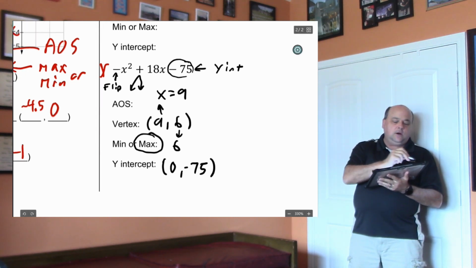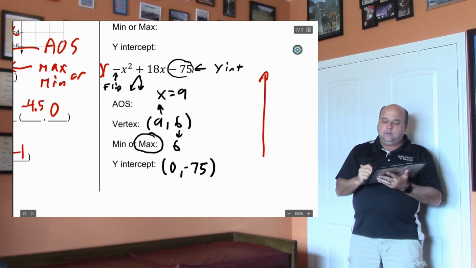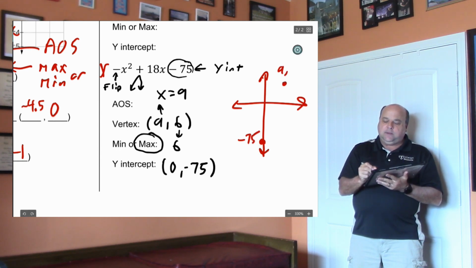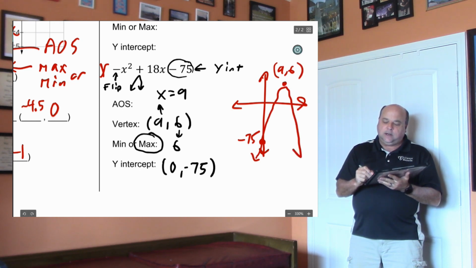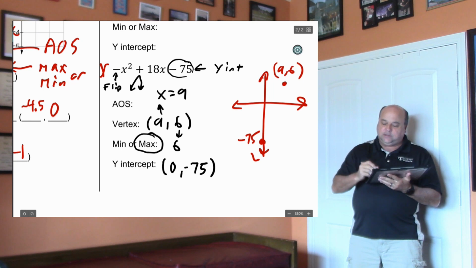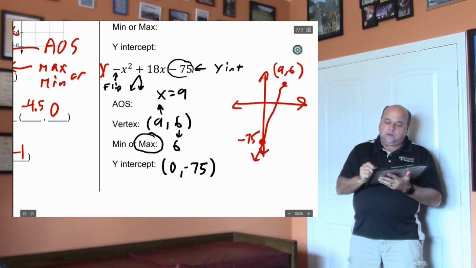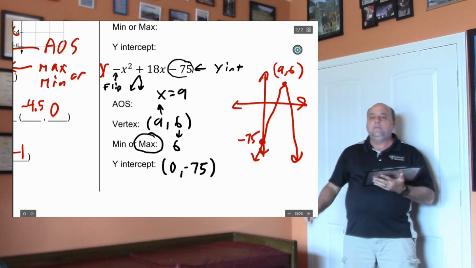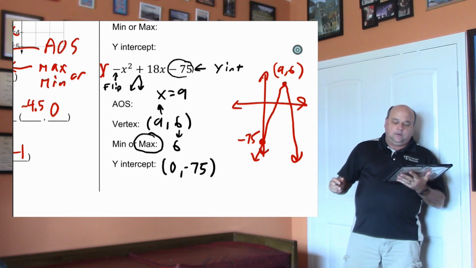So let's go over here. Let's graph the parabola. The y-intercept was way down here at negative 75. My vertex was at 9, comma 6. And the parabola looks something like this, doesn't it? Let me go through the vertex. Up, goes through the vertex and down, doesn't it? Very similar to that, okay?